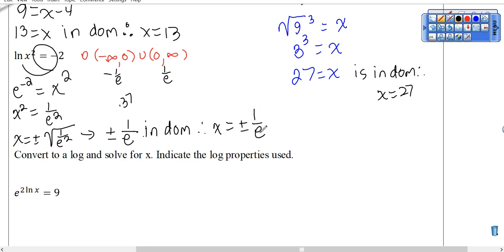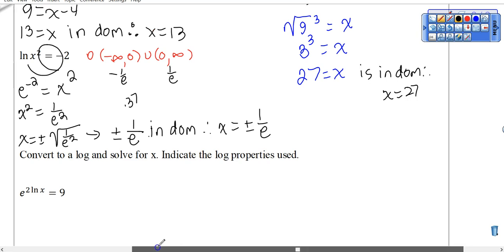I would like the exact answer, not the approximate answer. We use approximates when we graph. Or unless if I ask you to do approximates. Okay, questions? All right, last one.